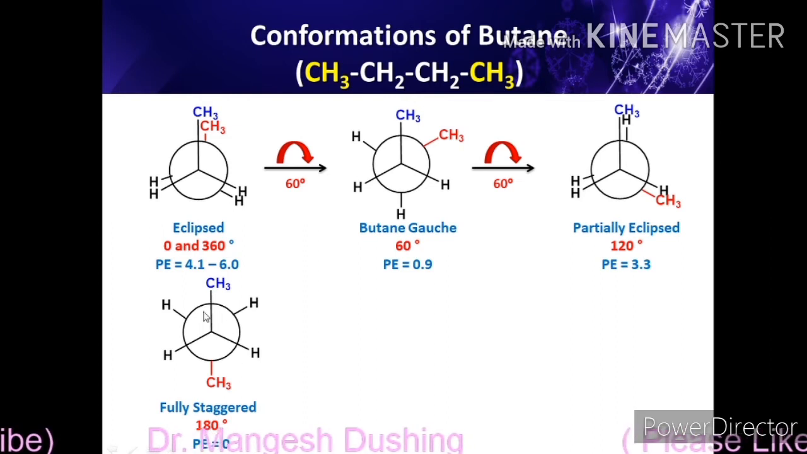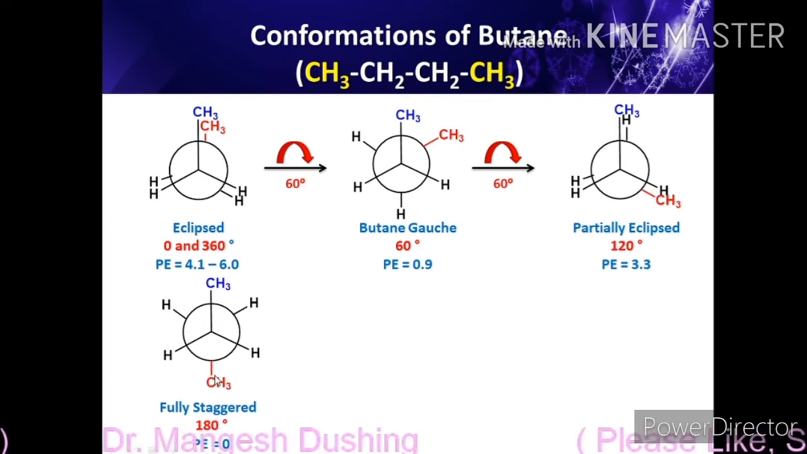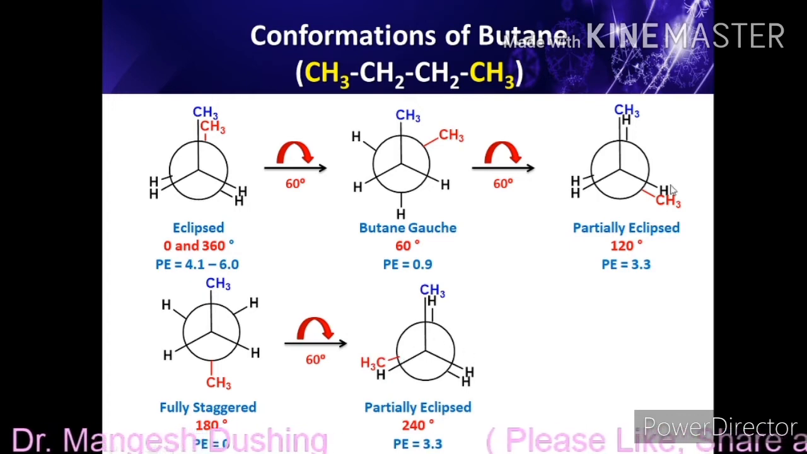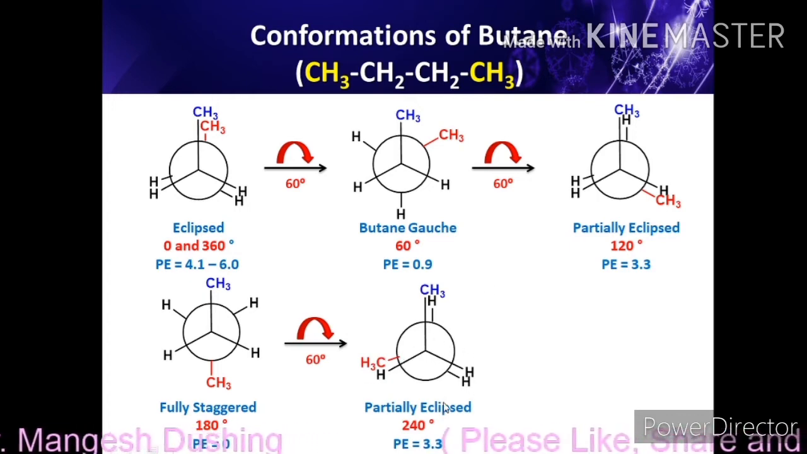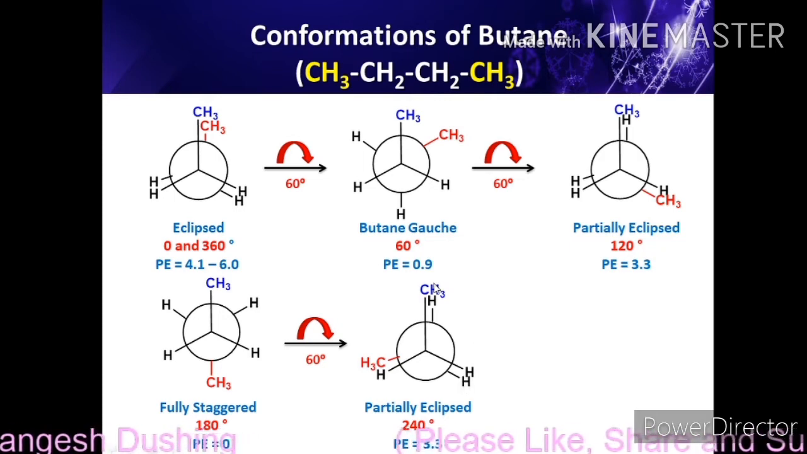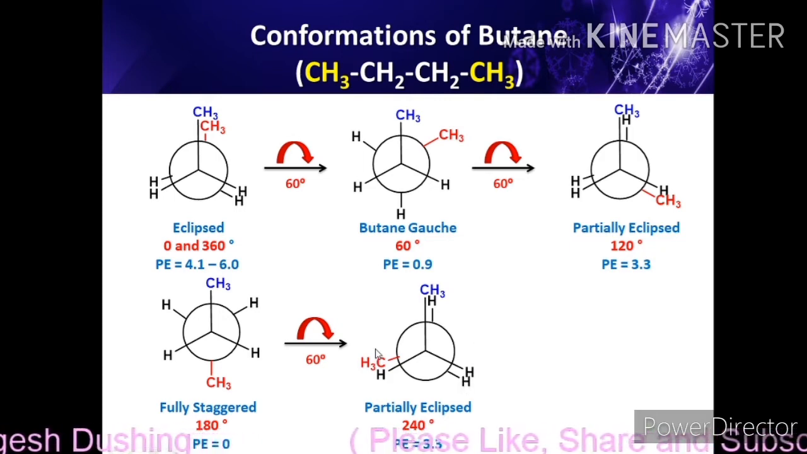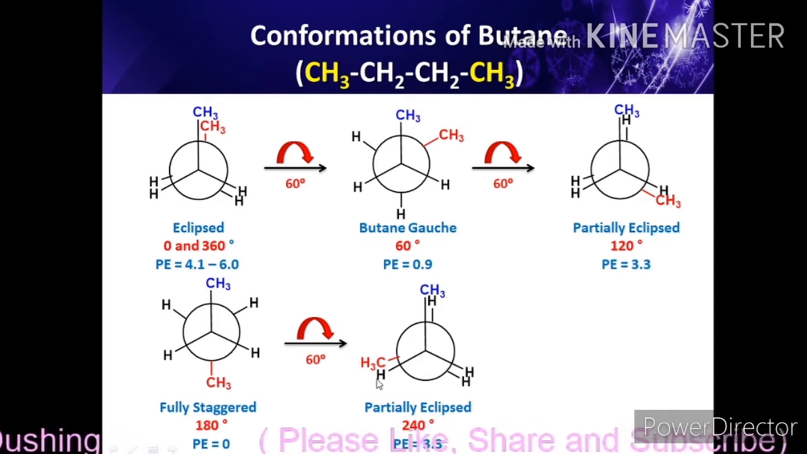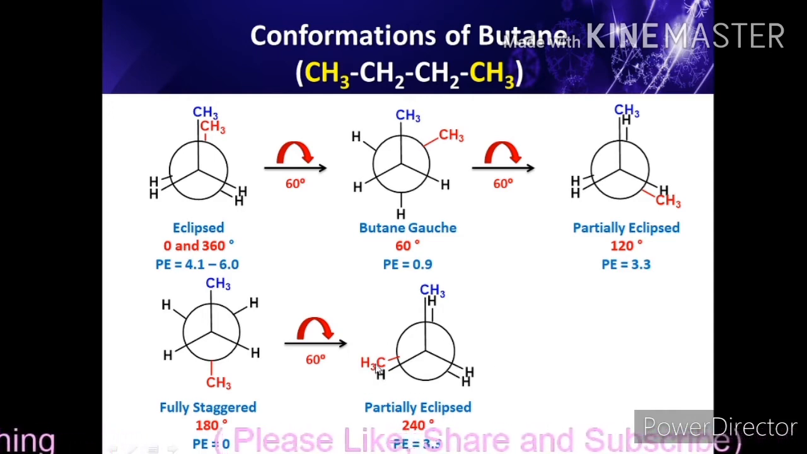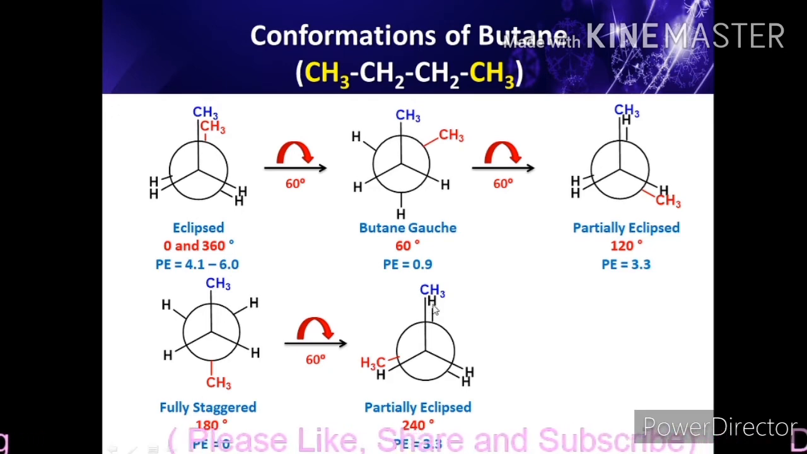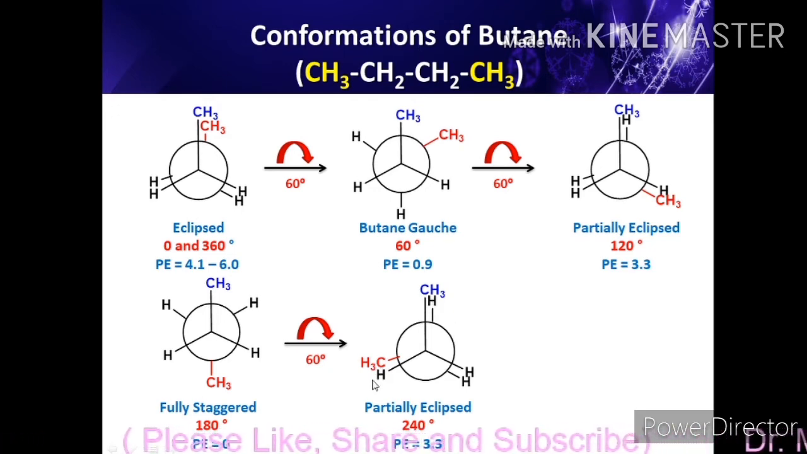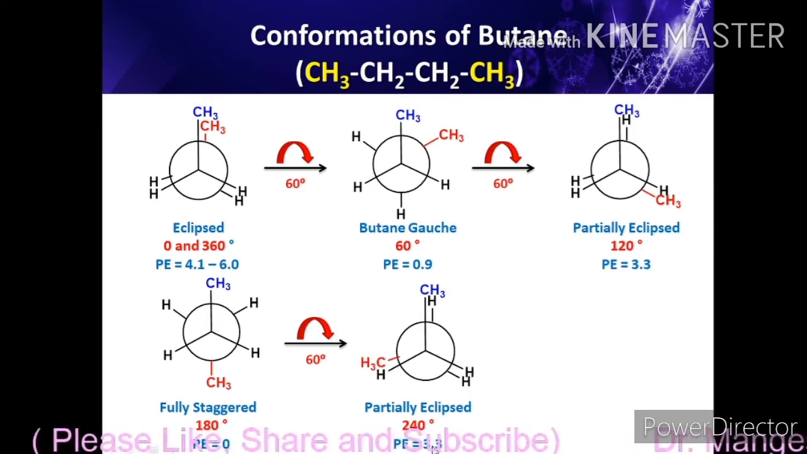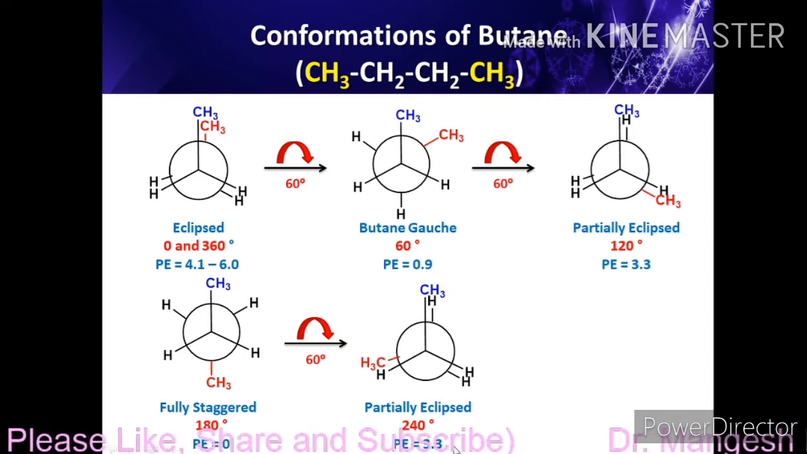Again we will rotate the rear carbon atom by 60 degrees. So this methyl will come over here and we will get a structure similar to the earlier one. This is partially eclipsed: hydrogen eclipsed, methyl hydrogen eclipsed, hydrogen methyl eclipsed. Again energy will be 3.6 kilocalorie per mole. As this hydrogen methyl eclipse is 1.3 and methyl hydrogen eclipse is 1.3, that becomes 2.6, plus this hydrogen eclipse 1. So the total energy will be 3.6 kilocalorie per mole.